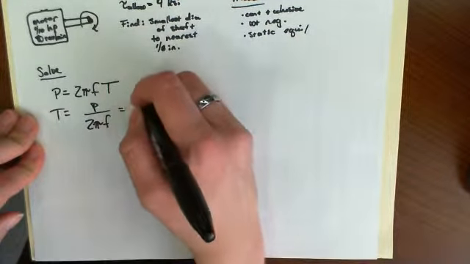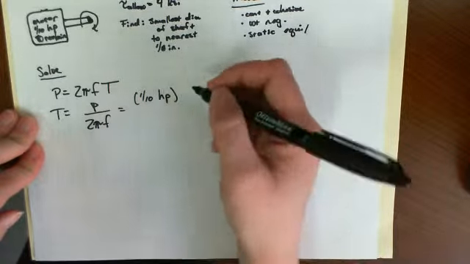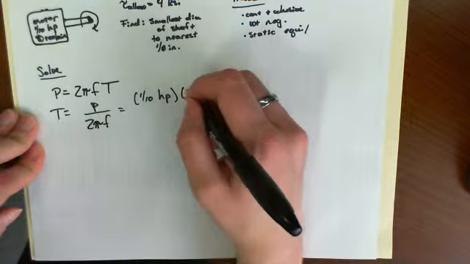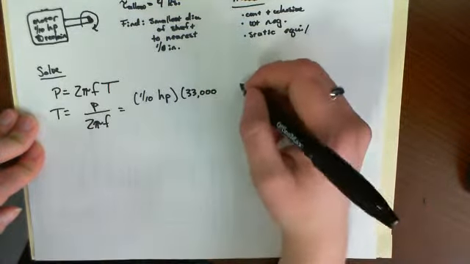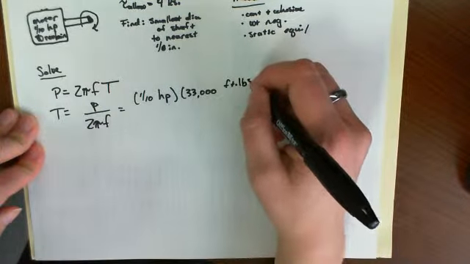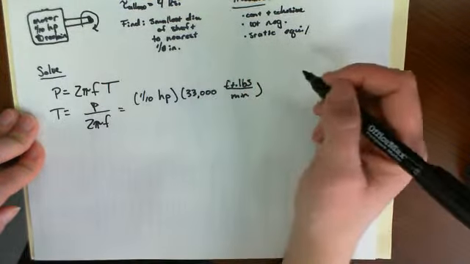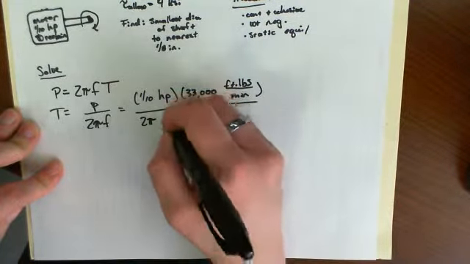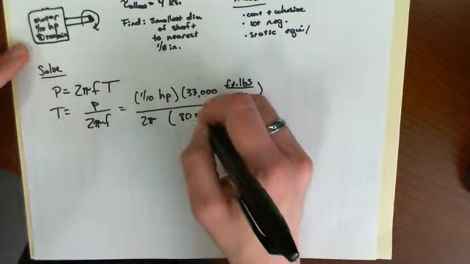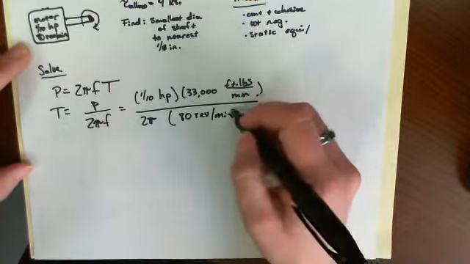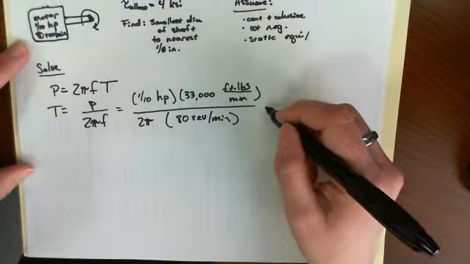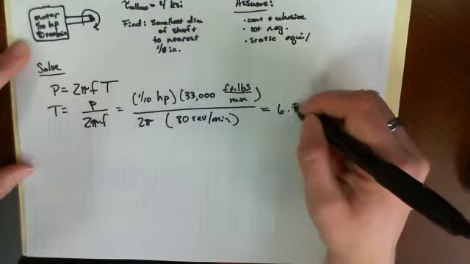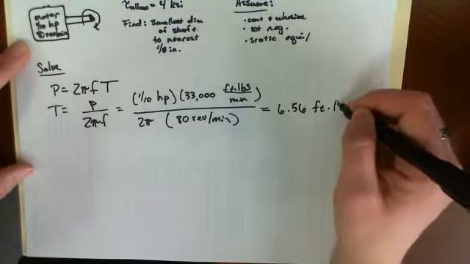My power is 1/10 horsepower, but we need to convert that into units that match everything else. So let's go 33,000 foot-pounds per minute to get that converted. Divide that by 2 pi, and then my frequency is given in 80 revolutions per minute. So now all of my units match up. So I get 6.56 foot-pounds for my torque.